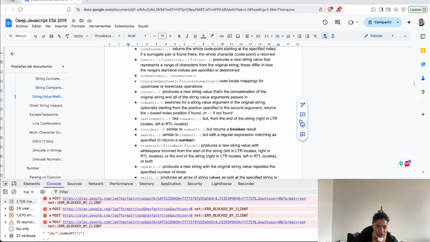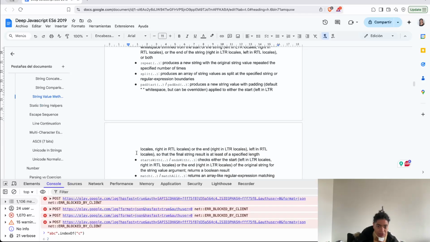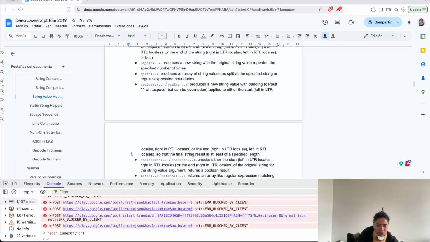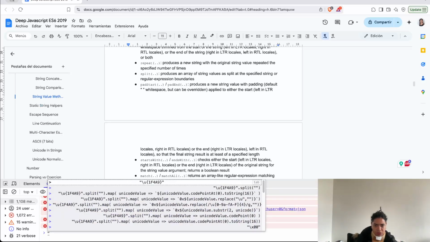The other is string padStart, padEnd, repeat, split. Split is something that you're going to use to say, hey, I have this string that I want to split, given a particular character or units. So you can do that.